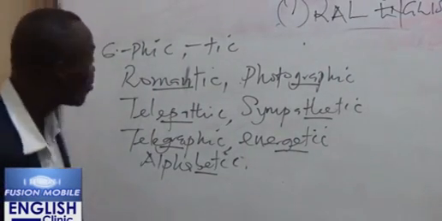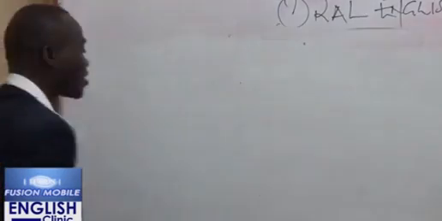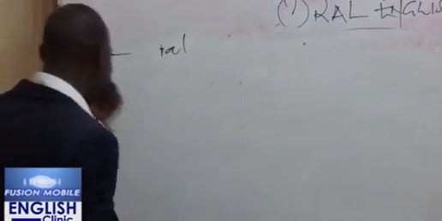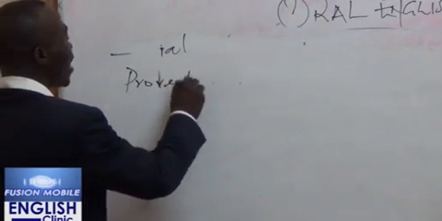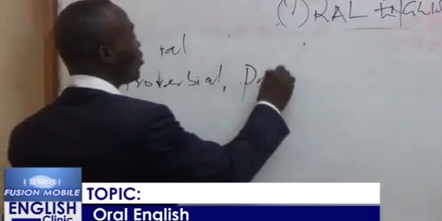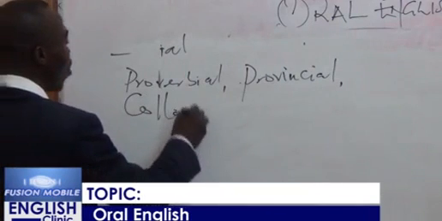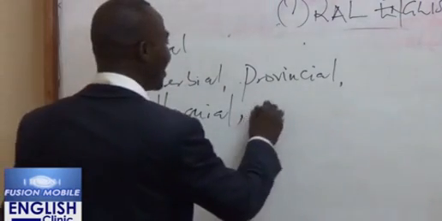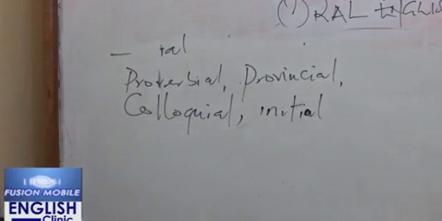Now we go to the 7th and the final rule in this section. We talked about words ending with the suffix ial. Examples of such words are proverbial, provincial, colloquial, initial, and so on and so forth. In words of this nature, we stress the second from the last syllable.